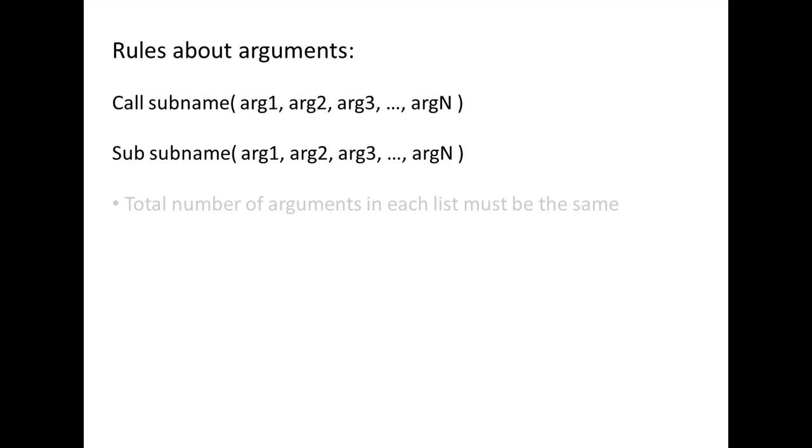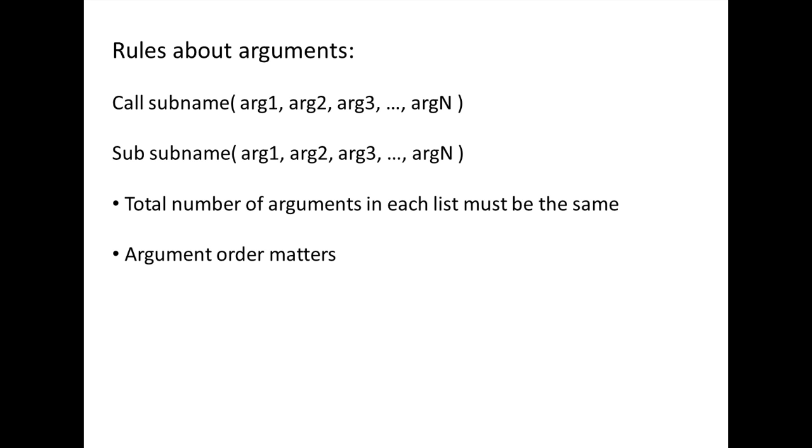Subprocedures communicate to one another through the argument list. Many programmers like to describe this communication as information being passed between subprocedures. There are a few rules about arguments. The total number of arguments in the calling statement argument list and in the subprocedure argument list must be the same. If there are 10 arguments in the calling statement list, there must be 10 arguments in the subprocedure list. Each argument in the calling statement list is associated with the corresponding argument in the subprocedure list. The first argument in the calling statement list is linked with the first argument in the subprocedure list. The second argument in the calling statement list is linked with the second argument in the subprocedure list, and so on.